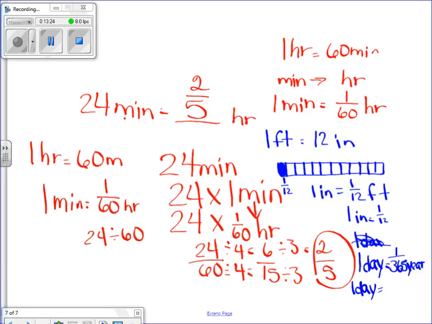What fraction could I write for a week? 1/7. Because it takes 7 days to make a week. So 1 day is 1/7 of a week. Monday is 1/7 of the week. Tuesday, 1/7 of the week. It takes 7/7 to make the entire week. But each day is 1/7. Does that make sense? Yes.